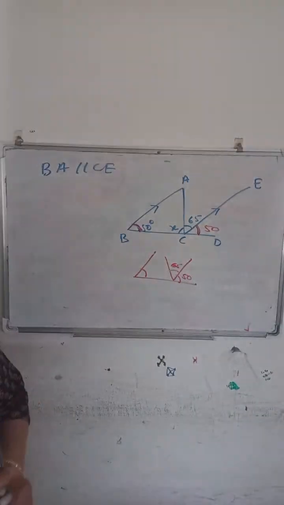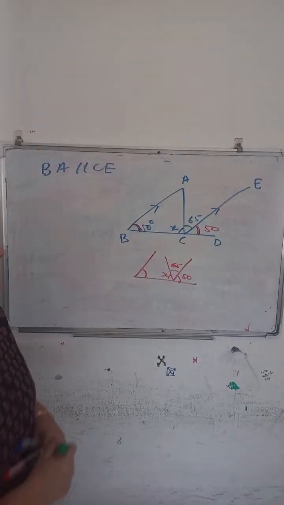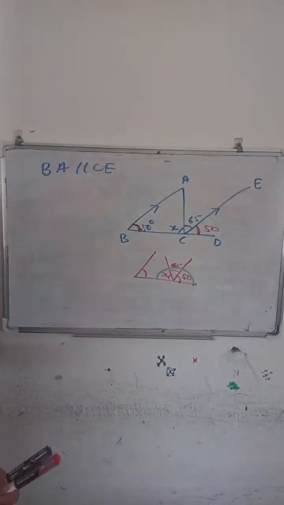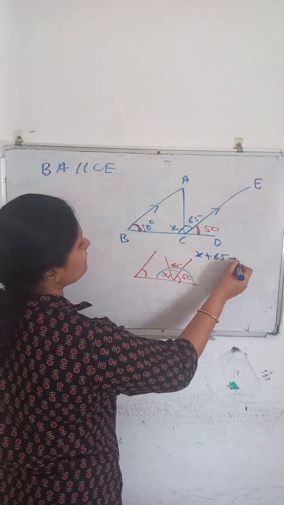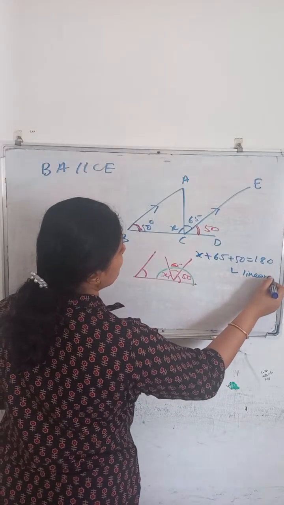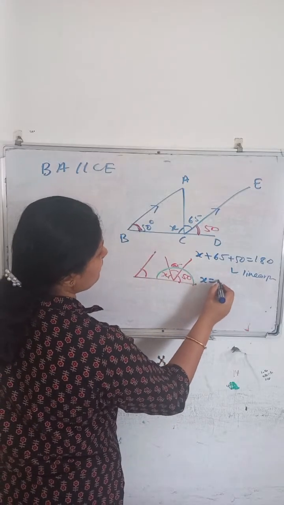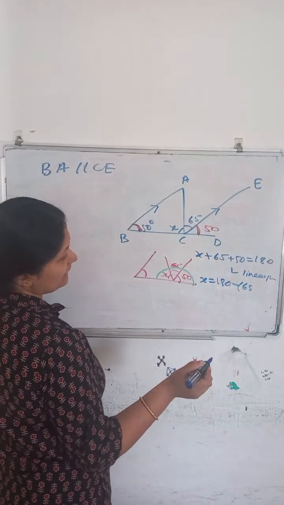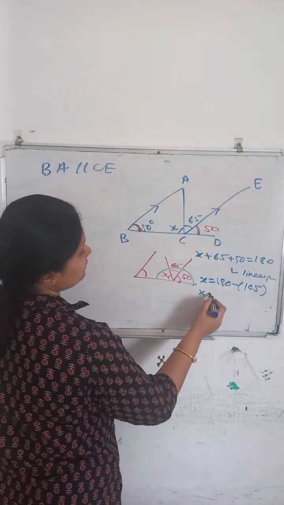Now if you observe, this angle is nothing but x. If we take all three angles, they are in a linear pair. So I can write x plus 65 plus 50 is equal to 180, because they all form a linear pair, a straight line, angle 180. So x is equal to 180 minus 65 plus 50, that is 115. So x equals how much will you get?